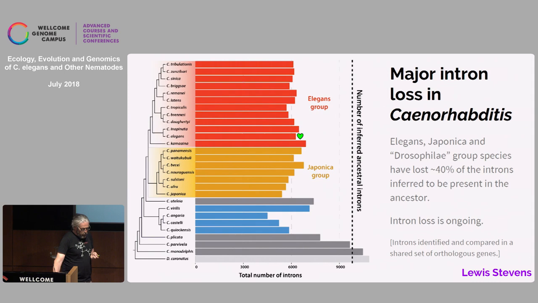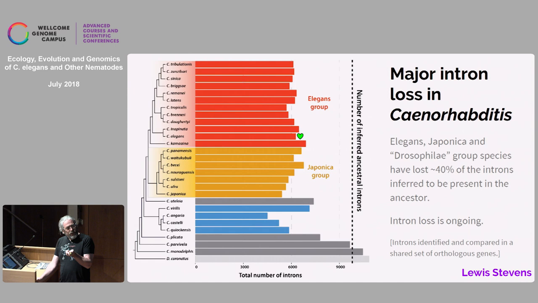One of the contributions to genome size is non-coding DNA. One of the main pieces of non-coding DNA is introns. And one of the things we've been very surprised to see, it was originally found by Karen Kionke in the Fitch lab, is that Caenorhabditis elegans had lost many, many introns, about 40% of all the introns in this set of shared orthologous genes compared to outgroup taxa. And this is reflected across the whole Caenorhabditis clade, that there's been ongoing intronic loss in all the genes we measured as the group has evolved.